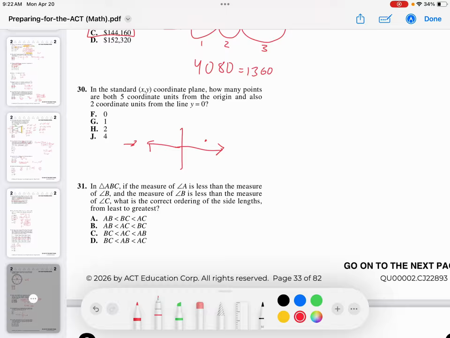Or I suppose it could be (2, 5). Honestly, I am not sure about this one.